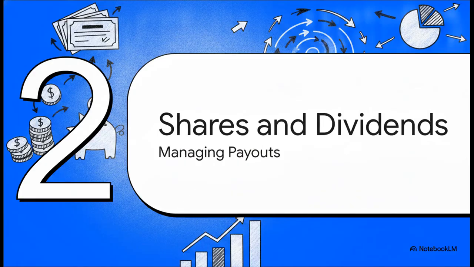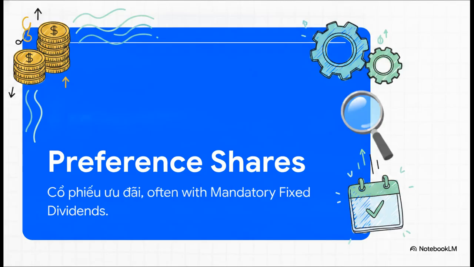Section 2. Shares and dividends. Managing payouts. As our company grows, we run into two highly connected terms. First is preference shares. Let's practice it. Preference shares. These are special stocks issued to early investors.